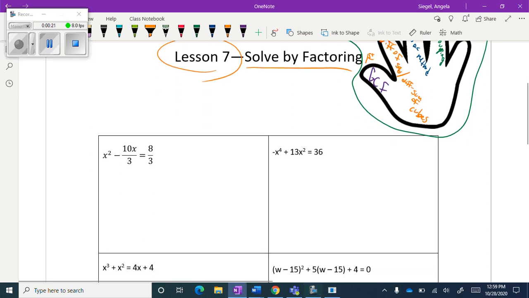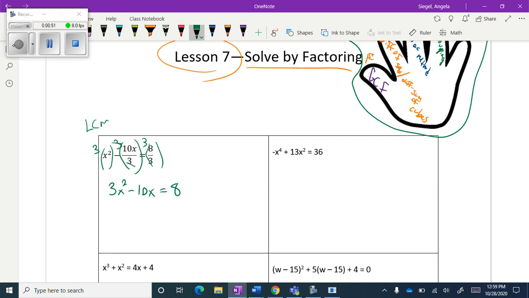If you will recall from Algebra 1 or Algebra 2, when you have fractions, you want to multiply everything by the LCM. Because we just have 3, our LCM is going to be 3. What happens is, in this case, these 3's cancel out. So I'm going to have 3x squared minus 10x equals 8. And I can't really do a lot with this.